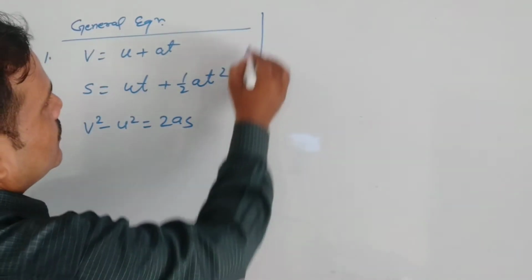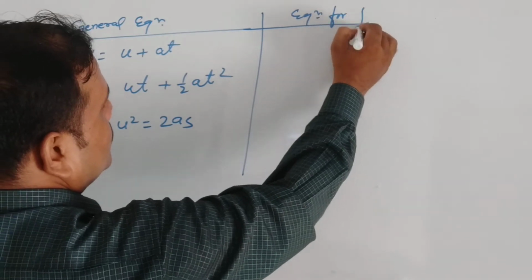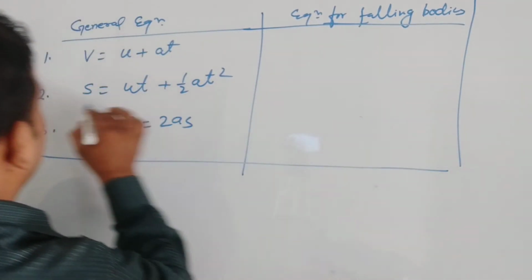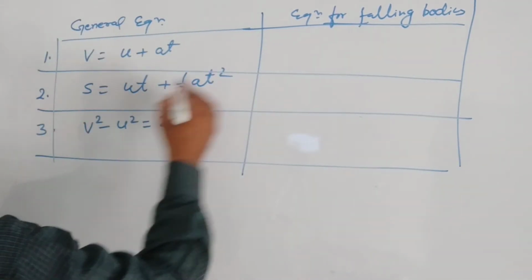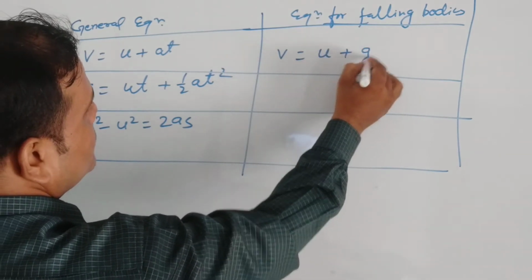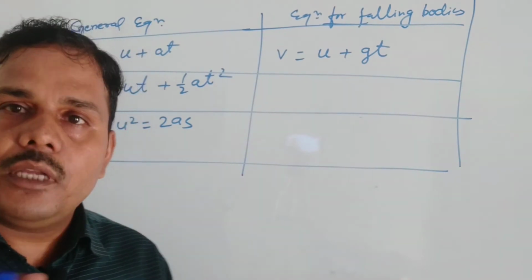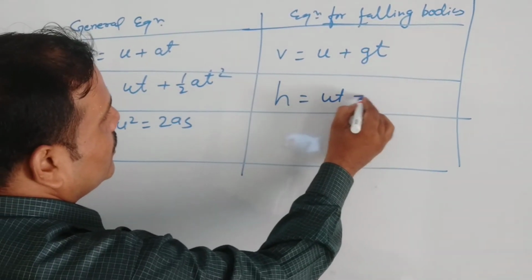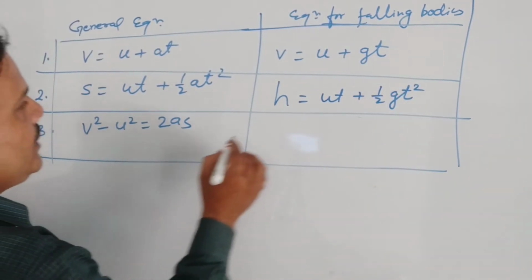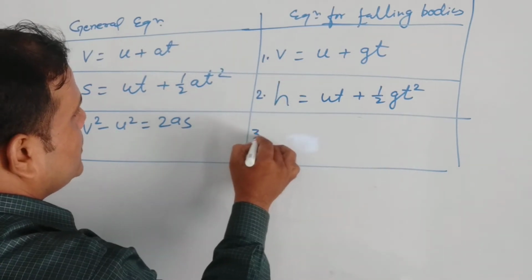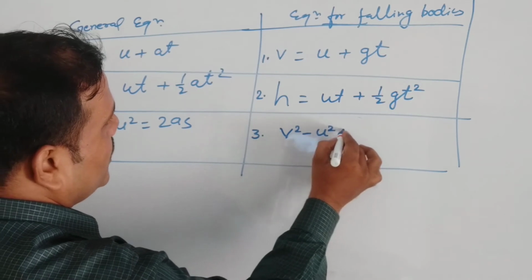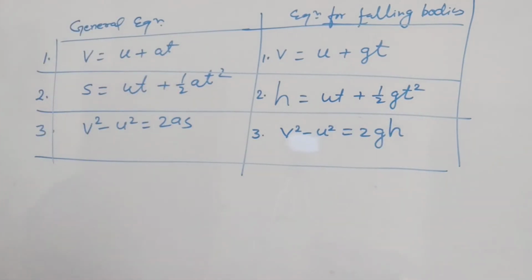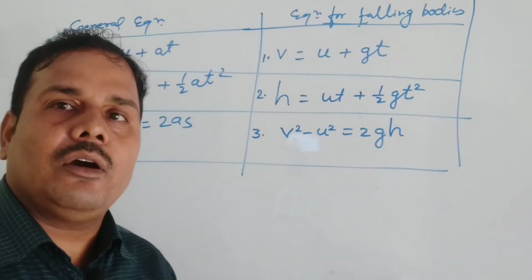Now here, for the equations for falling bodies, these equations change slightly. Just see how it changes. It is v equals u plus gt. Acceleration here is known as acceleration due to gravity. For the second, s becomes height, that is considered as height. So h equals ut plus half gt square. And in the third one, v square minus u square is equal to 2gh, not t. Okay, so that is the thing we will use for a falling body, or if you throw a ball.